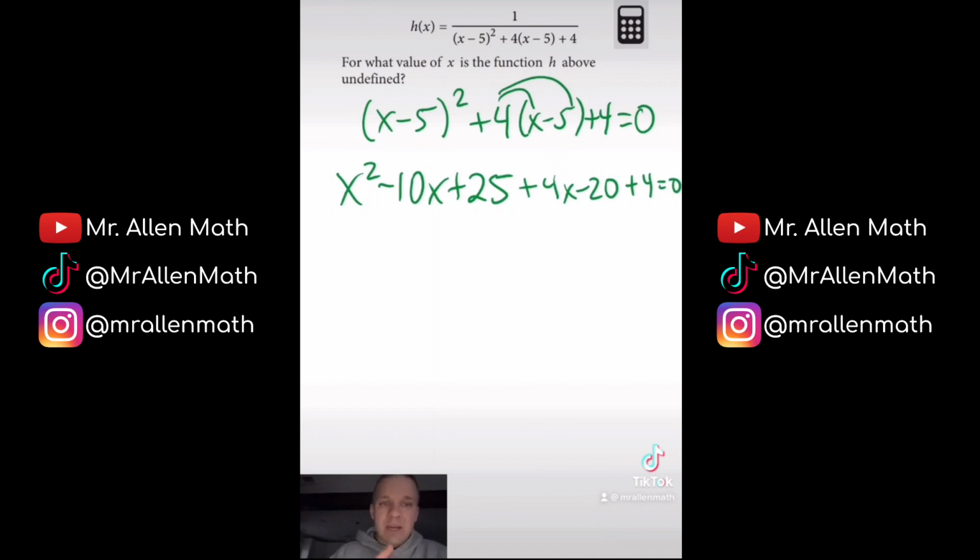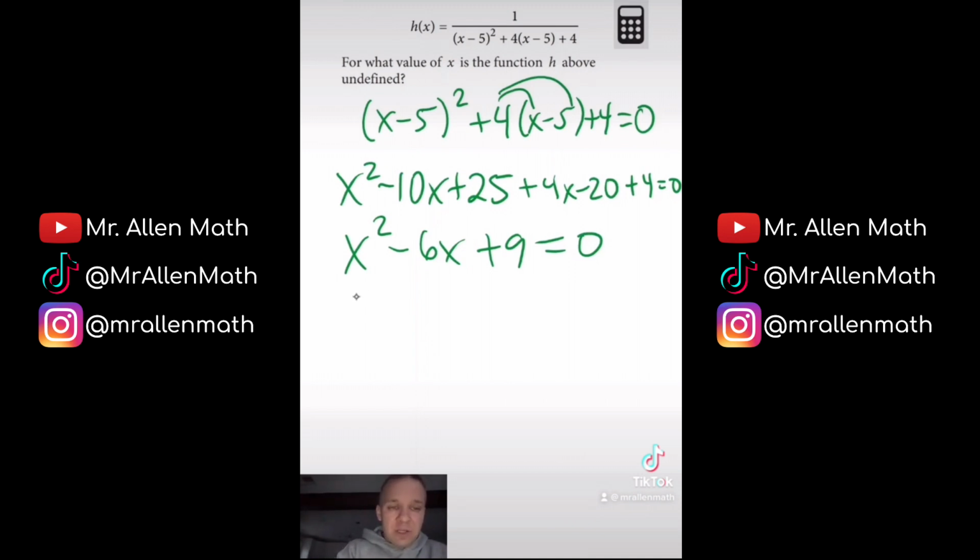And now I'm going to go ahead and combine some like terms on my left-hand side. I'm going to have x squared. Then I'm going to have negative 10x and positive 4x gives me negative 6x. And then I've got 25 minus 20, that's 5, plus 4 is 9 equals 0. Now I have a very manageable quadratic. Again, this is my denominator, right? So I want to find out when it equals 0. That's going to tell me where it's undefined.